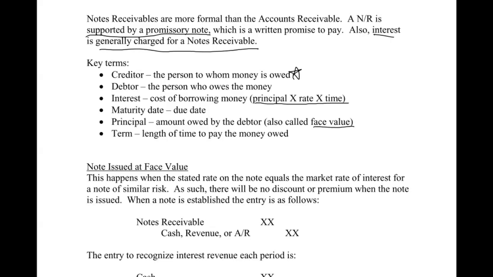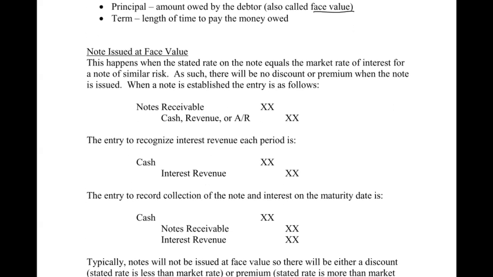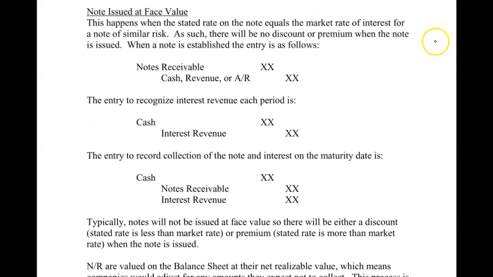So if we have a note issued at face value, this happens when the stated rate on the note equals the market rate of interest for a note. We'll also have notes that are non-interest bearing. We'll get to that in a little bit. As such, there will be no discount or premium on the note, and so our journal entries are going to be pretty straightforward.